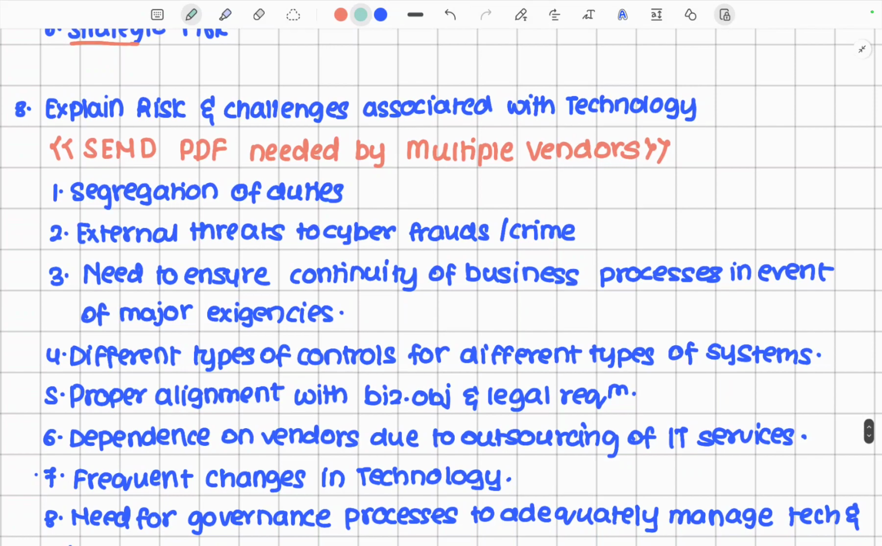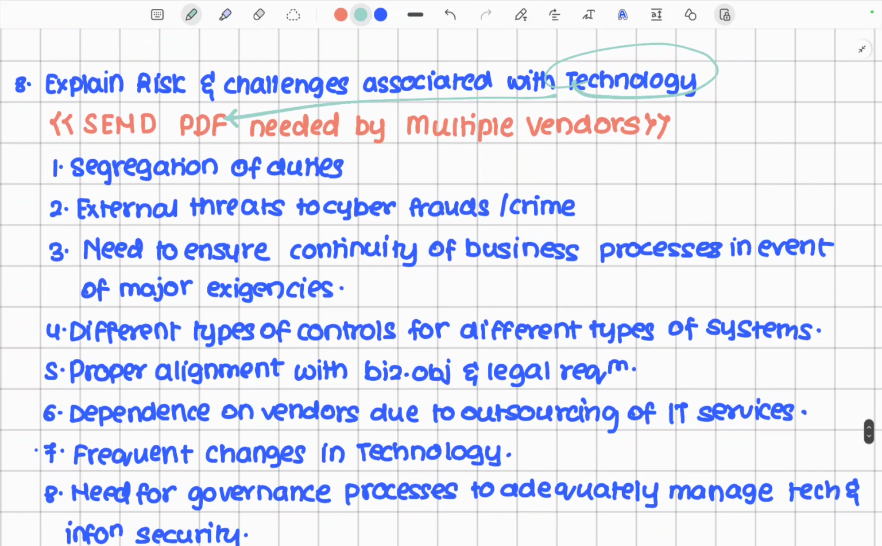Explain the risk and challenges associated with technology. As soon as you hear the word technology, PDF should click in your mind. So the cheat code is, send PDF needed by multiple vendors.